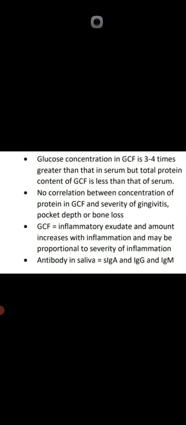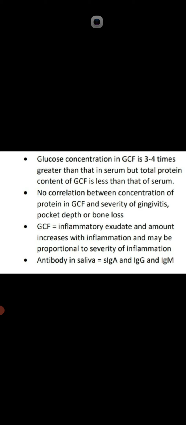Now, what are the differences? These are very, very important. What are the differences between our body serum, saliva and GCF? First, glucose concentration in GCF is 3 to 4 times greater than that in serum. Remember, glucose concentration in GCF is 3 to 4 times greater than that in serum. It means in serum there is less glucose. In GCF, the glucose is 3 to 4 times greater.